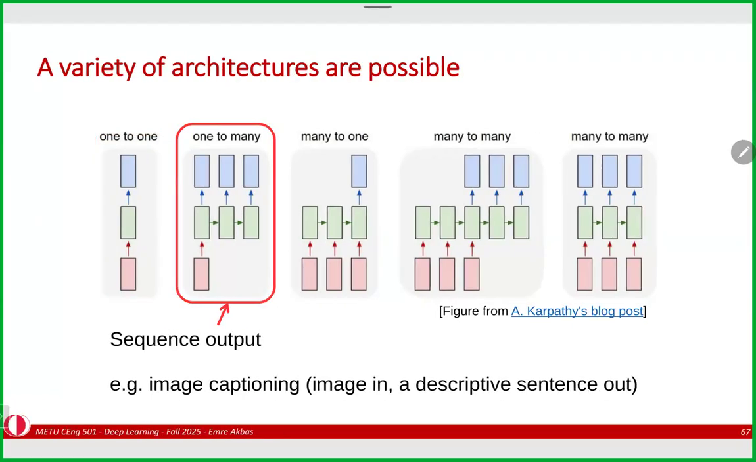You can have a sequence output, so a fixed input and a sequence output. For example, this could be image captioning. You give it an image, and then the RNN outputs a descriptive sentence describing the contents of the image. And the content could be a paragraph, could be a few sentences, just a sentence, so it's of arbitrary length.